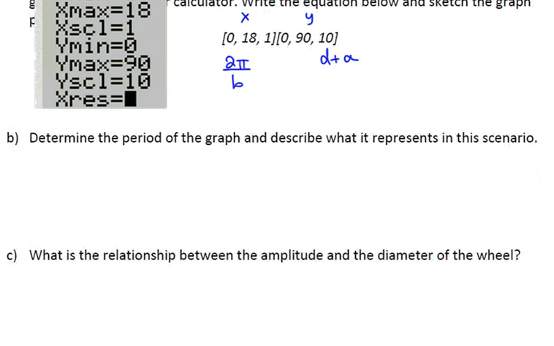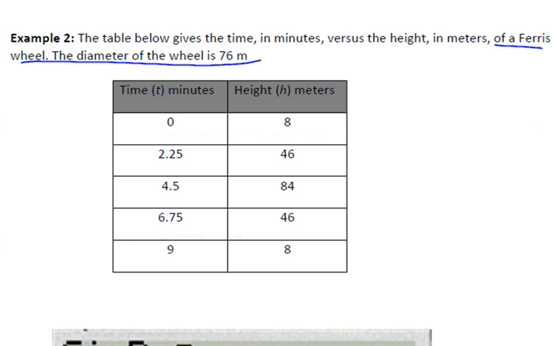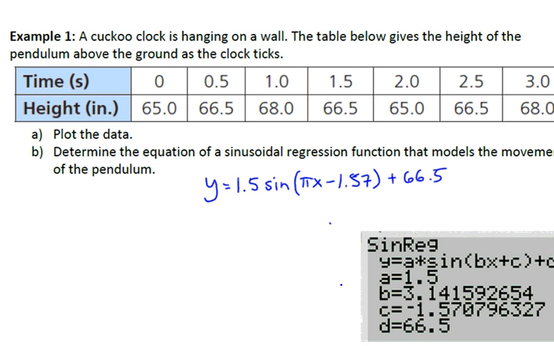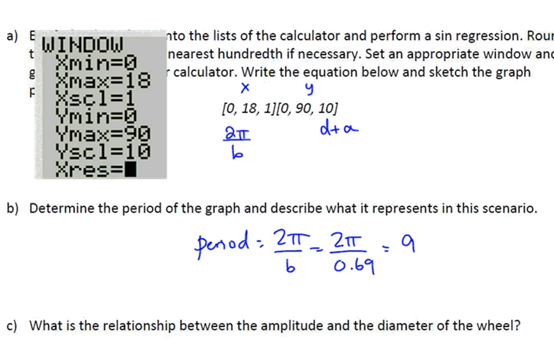Okay, determine the period of the graph. Well, we kind of already did this. How do we get period? 2 pi over b, which gave us, what was our b value? 0.69. It gave us 9. 9 what? What's our x value? 9 meters or 9 minutes? Think about period. How long it takes to rotate? Minutes. X. So if you look inside here, everything inside these brackets relates to x. Everything on the outside relates to y.